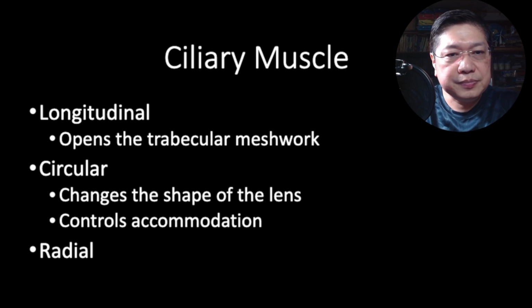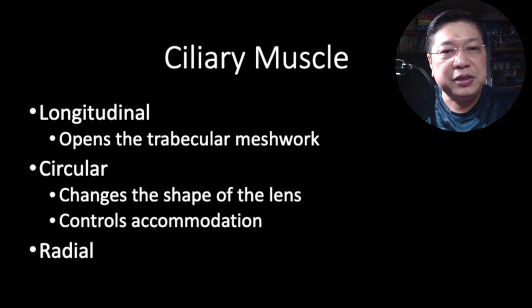The ciliary muscle, there are actually three: the longitudinal, circular, and the radial muscles. The longitudinal opens the trabecular meshwork. So when these muscles contract, the trabecular meshwork opens up, or the meshwork widens. The circular muscle changes the shape of the lens. Therefore, it controls your accommodation.